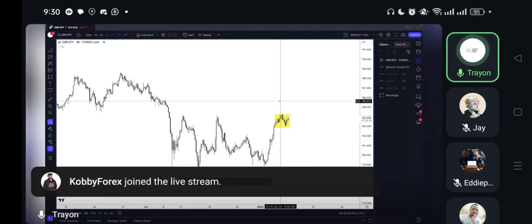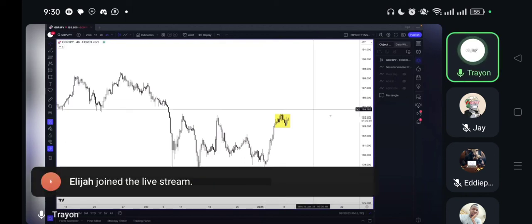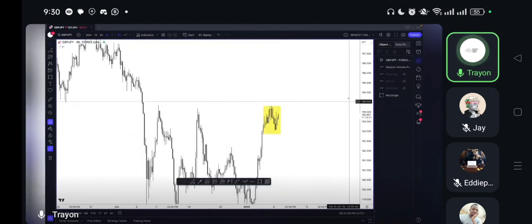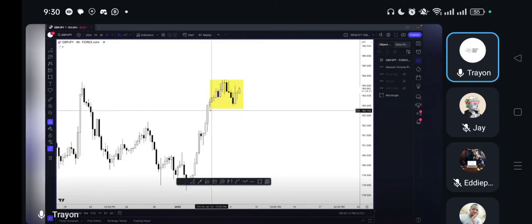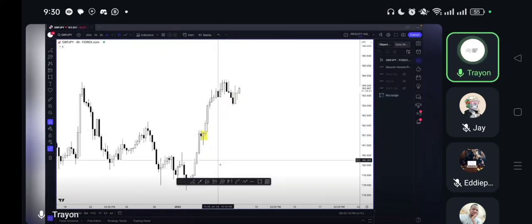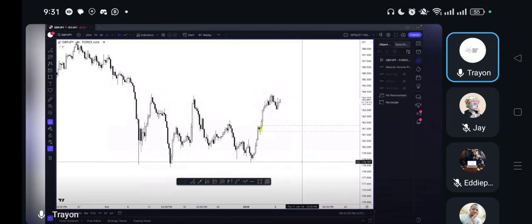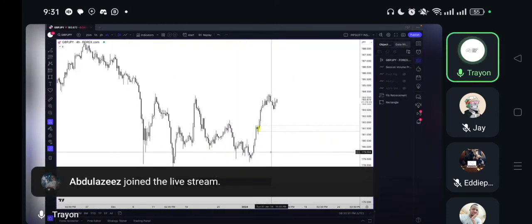Funny enough, in the next 30 minutes, I have a class to teach. Anyways, let's look at this. This is GBP JPY on 4 hours. I'll be looking for buys actually. If I want to trade this pair, I'll be looking for buys. And that's what I'm looking to buy from.